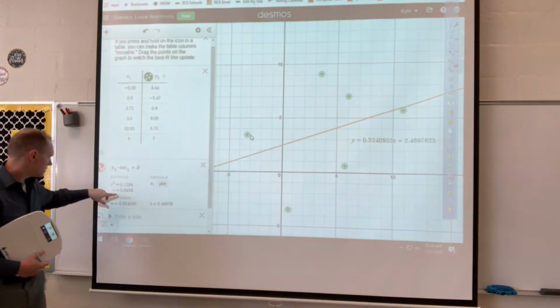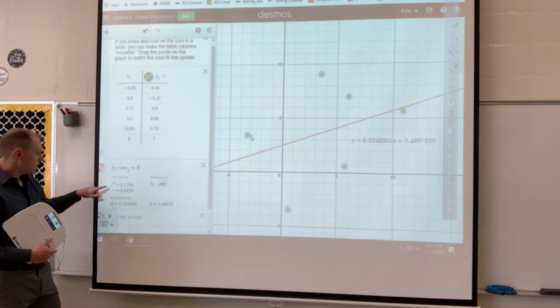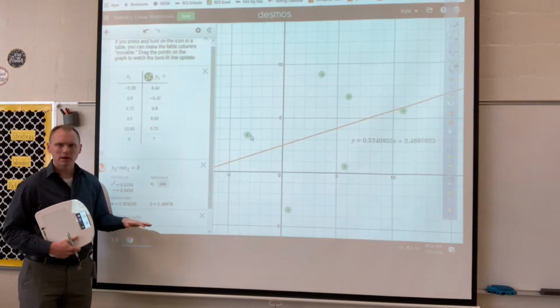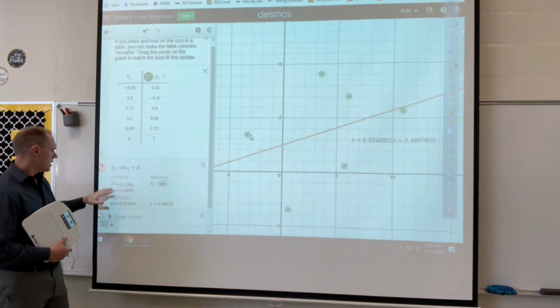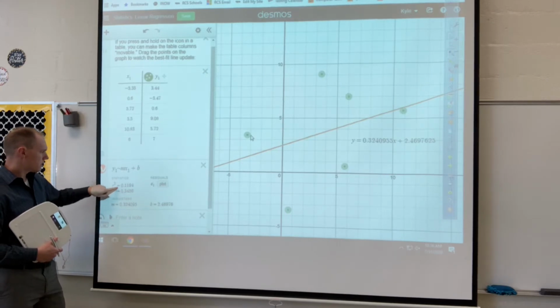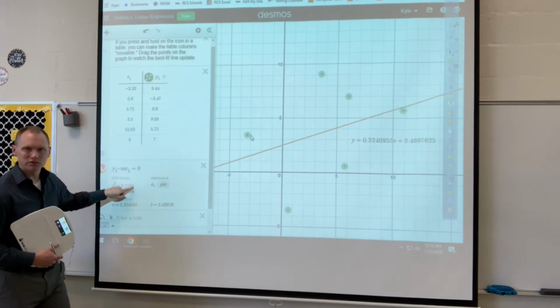I want to point your attention to some of the numbers down here. Don't worry about residuals right now. That might be something you look at later if you take a stats course. Right now I want you to look at r squared. This number here ranges from 0 to 1.